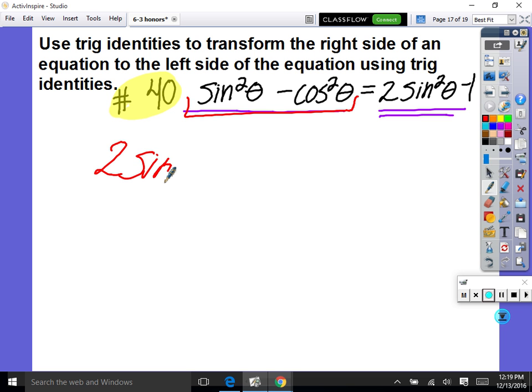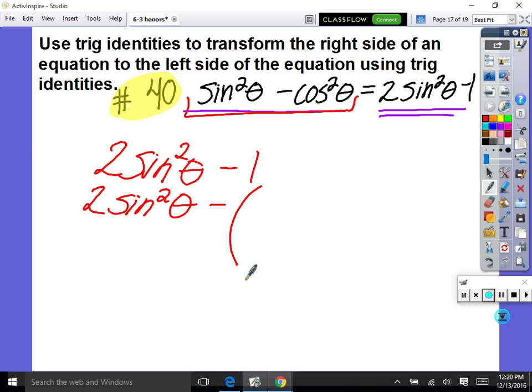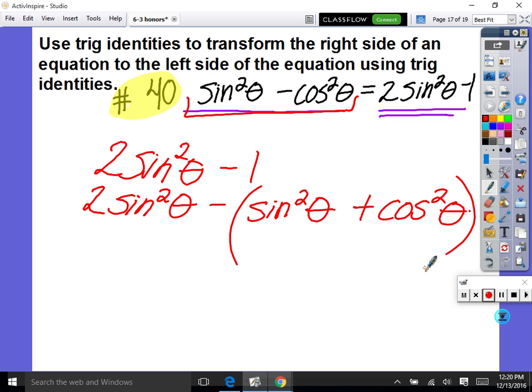Very good. So they said 2 sine squared theta minus 1 is the same thing as 2 sine squared theta. What's the same thing as 1? That's exactly where they're going with this. Very good. Way to think of that. What is 1 equal to? Sine squared theta plus cosine squared theta. Is that true? Yeah. Isn't that a true statement?